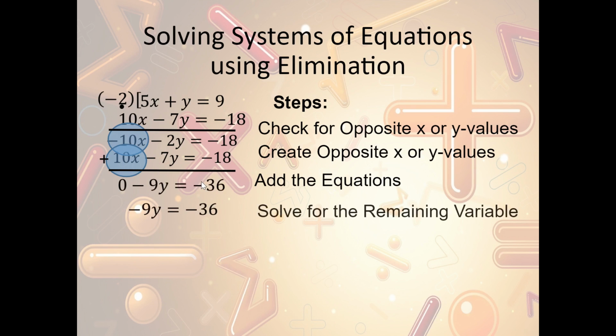So now I just need to solve for the variable. I'm going to divide both sides by negative 9, and I get y is equal to negative 36 divided by negative 9, which is positive 4. So that's my y value.